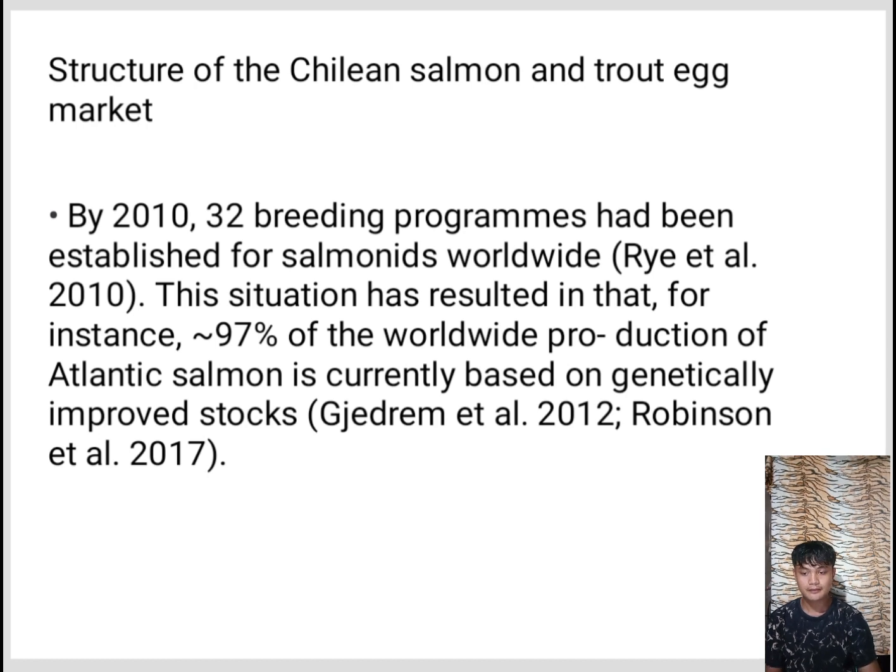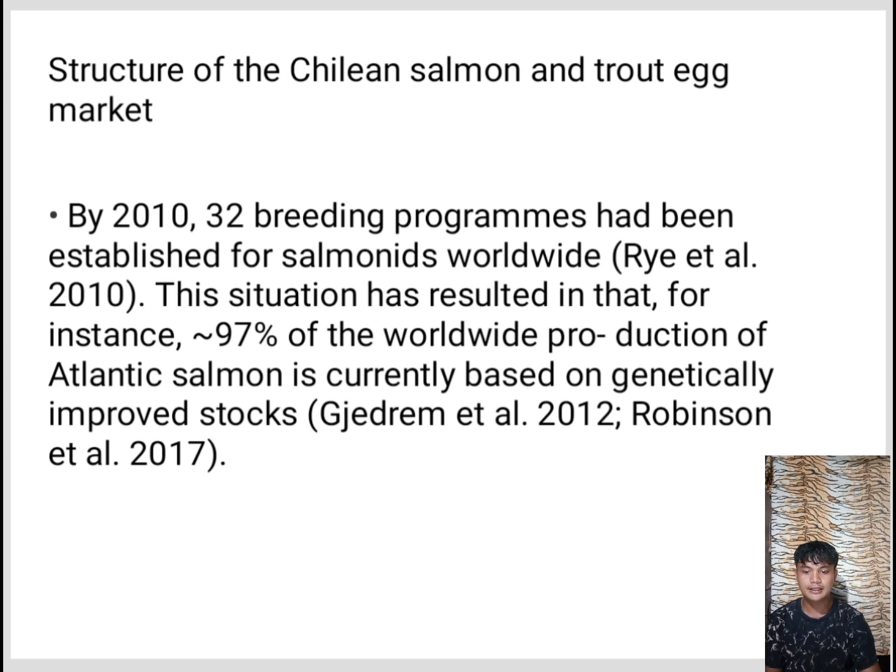The coho salmon breeding program was established by IFOP and the Universidad de Chile in 1992 to create a centralized breeding program to supply the industry with a genetically improved broodstock.